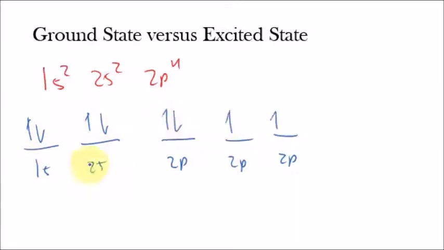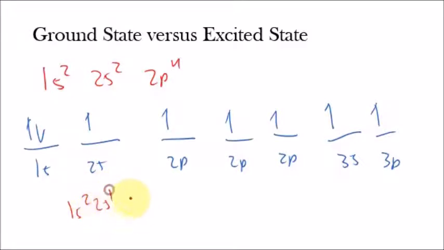Okay, so what can happen, this is a ground state, right? What we have been writing is ground states, but we can start to see electrons jump up into higher energy levels. So for example, we can see maybe this electron jump into a 3s orbital like this, or maybe one of these electrons here jump into a 3p orbital over here. Okay, and then we'd write the electron configuration for this to be 1s2, 2s1, 2p3, 3s1, 3p1.